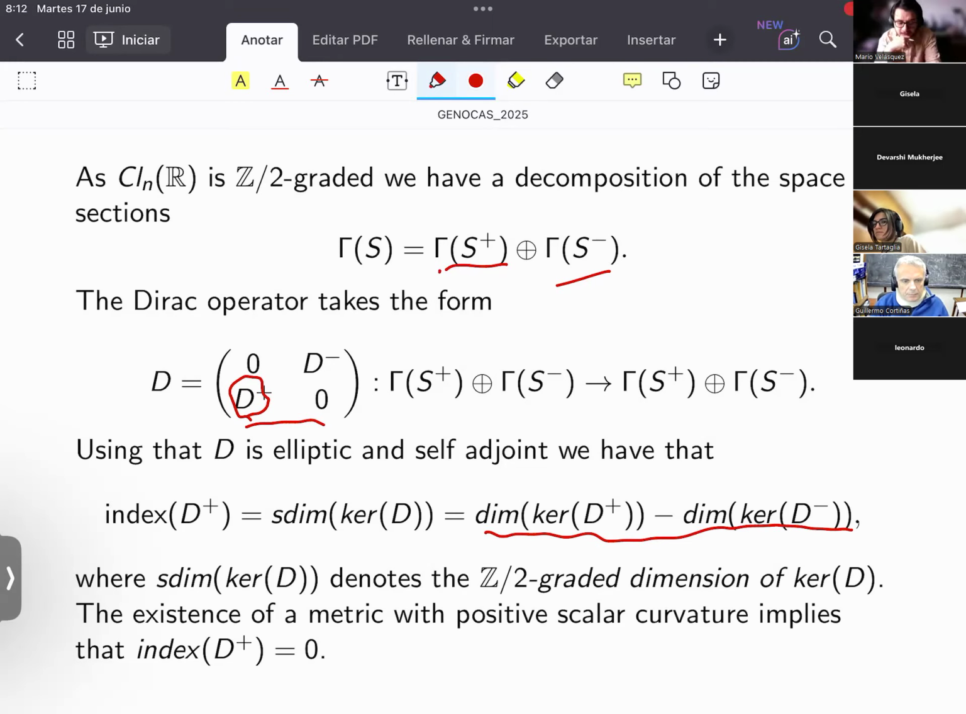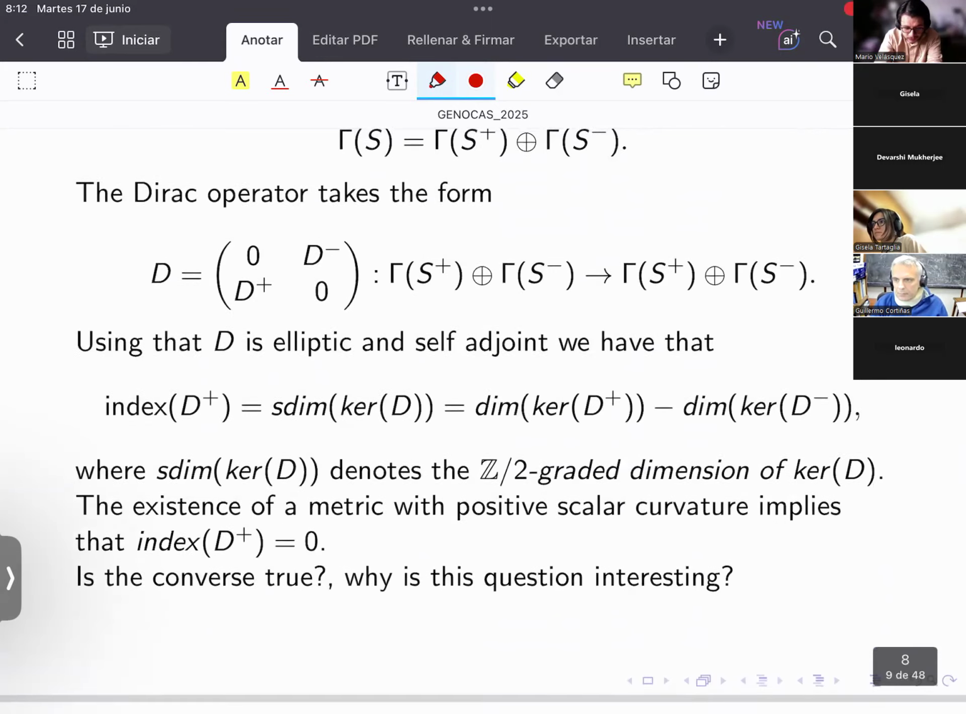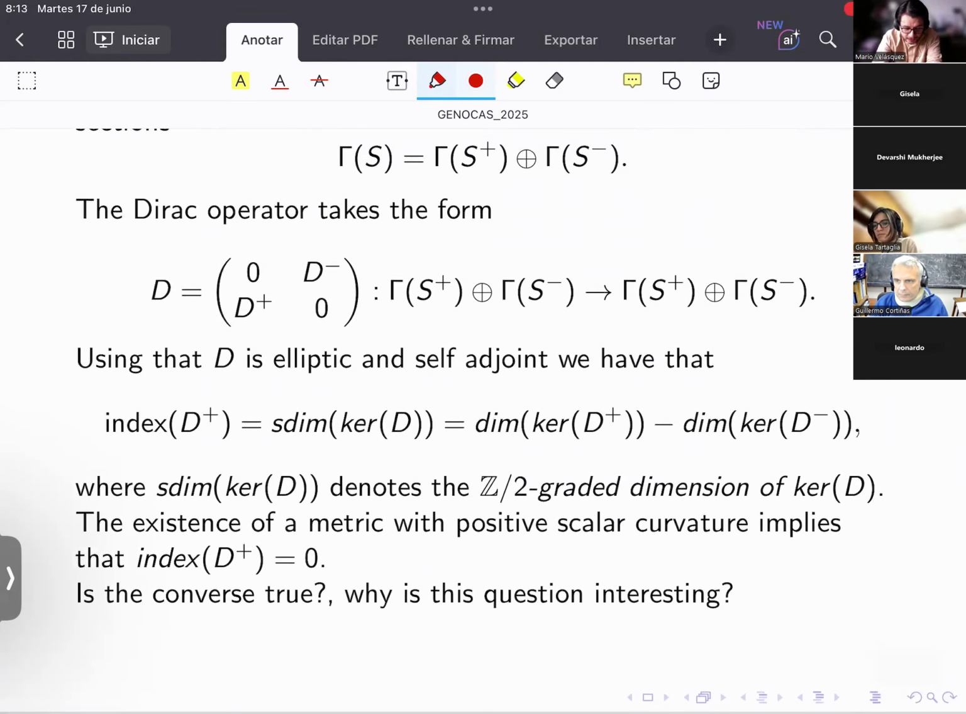Then the existence of a metric with positive scalar curvature is related with the index of an elliptic operator, D plus. Why is this important? Because we could compute the index of D plus in terms of topological information of the manifold. Okay, and the question is if the converse is true.